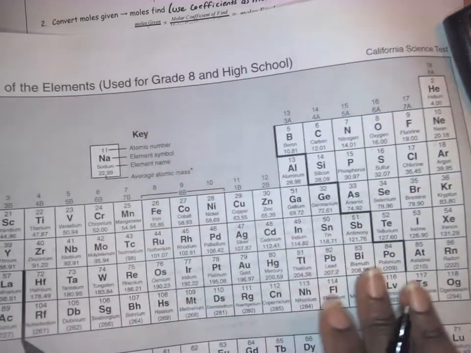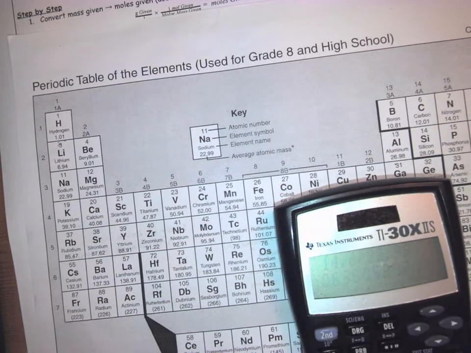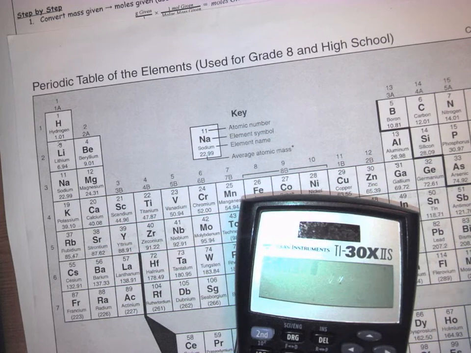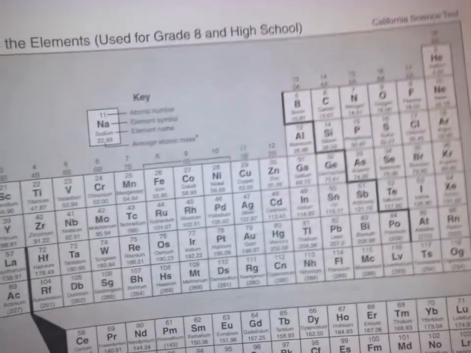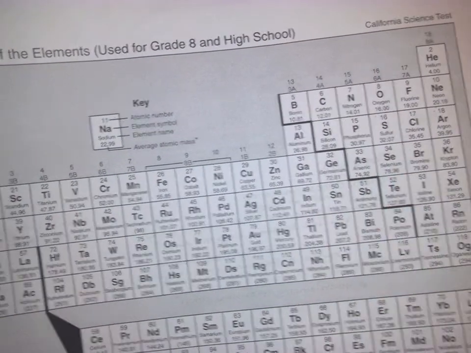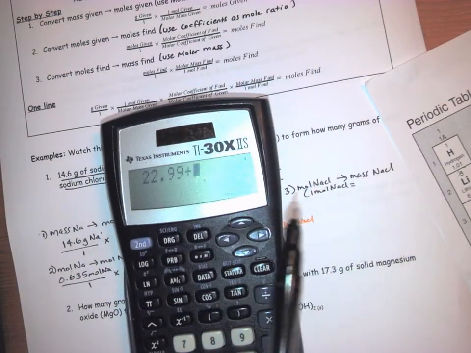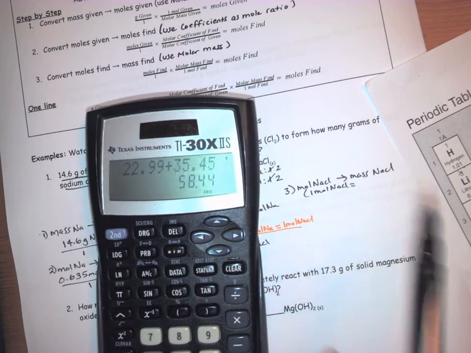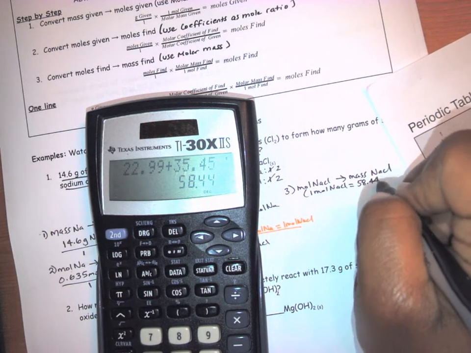All right, so to calculate the molar mass of NaCl, since this is not a single atom, I need to calculate that. NaCl is made up of sodium and chlorine. So 1 sodium, 1 chlorine. So I need to add up 22.99 plus 35.45. And that's how I get the molar mass of that. So 58.44 grams. Okay.